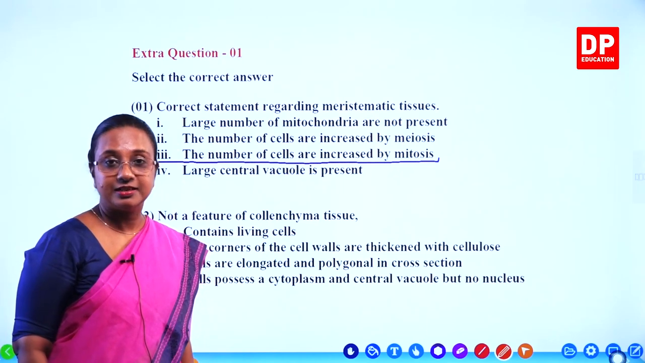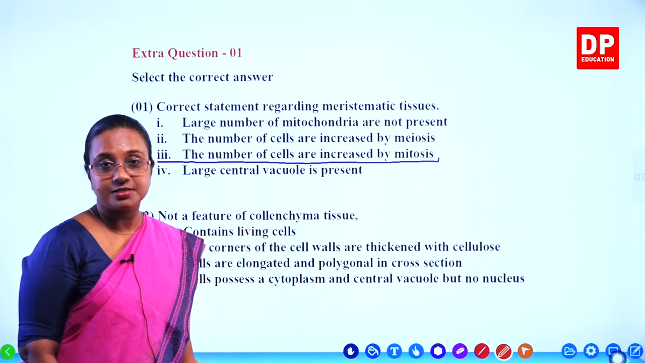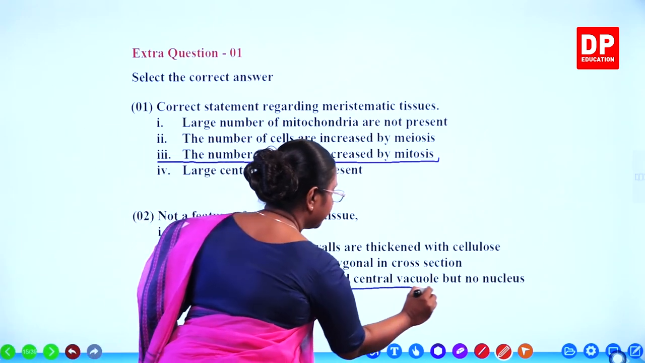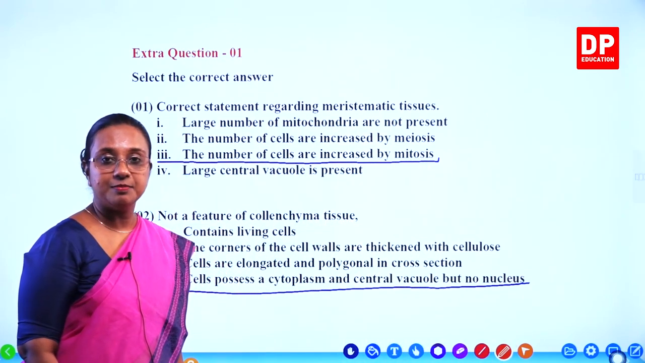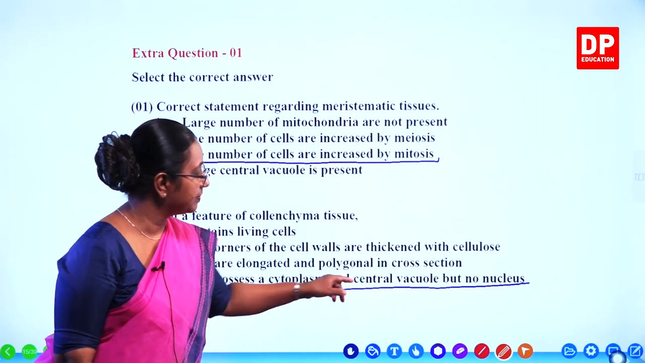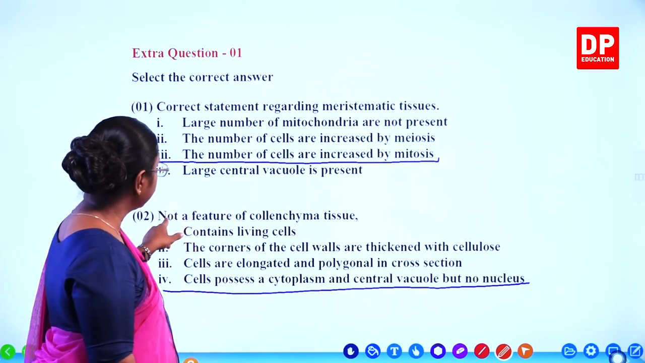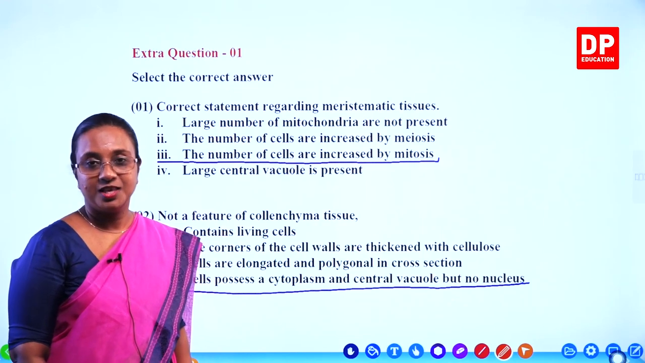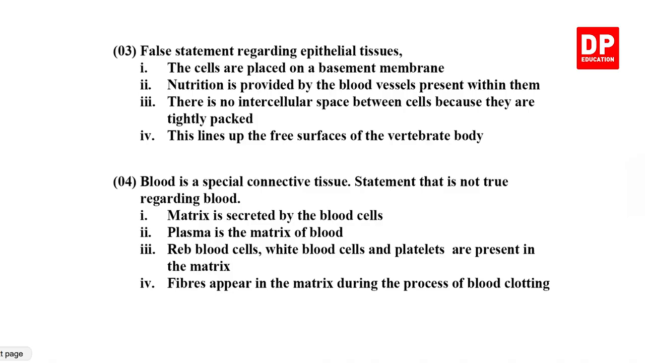That is incorrect. Collenchyma cells have a nucleus. So that is the incorrect statement. Not a feature of collenchyma tissue. So cells possess a cytoplasm and central vacuole but no nucleus. So that is not a feature of collenchyma tissue. I will move on to the next question.